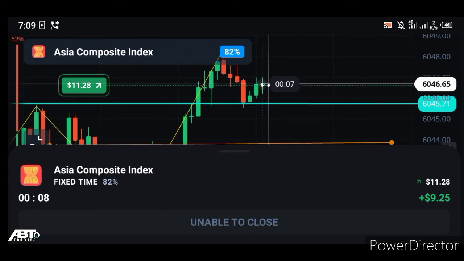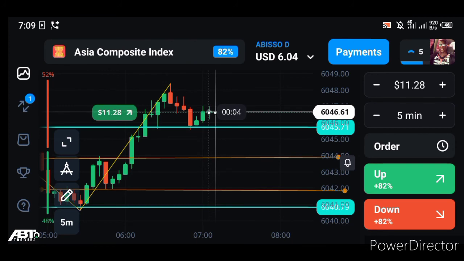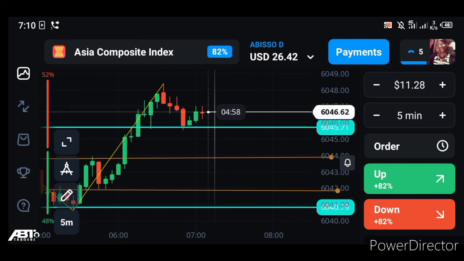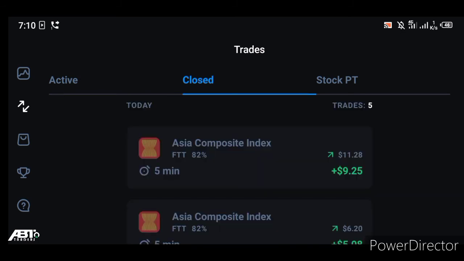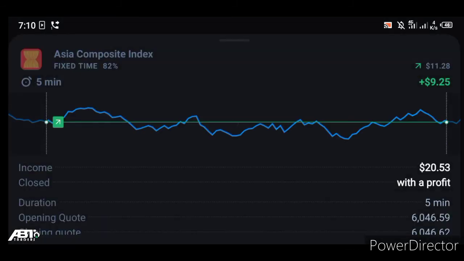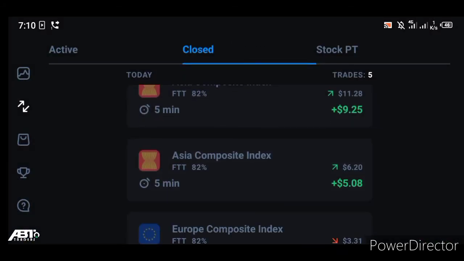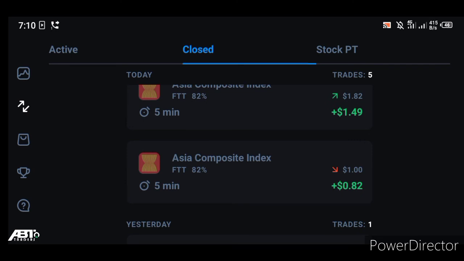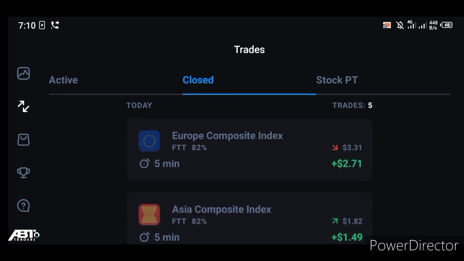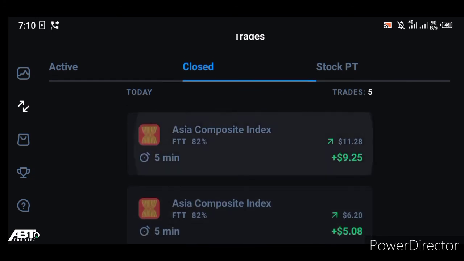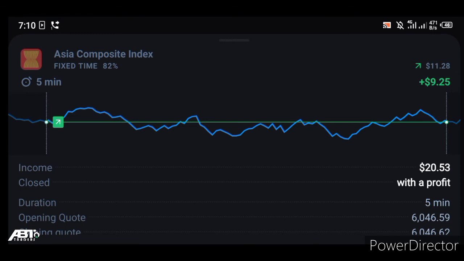Seconds remaining, and it's a win, though it was very tricky there, but we won because I was sure it was going up. Now we have a profit of $9.25, which the target was $20, and we have it here from $1 to $20 in just 3 hours. As you can see here, we started $1, then we continued until we reached our target of $20.